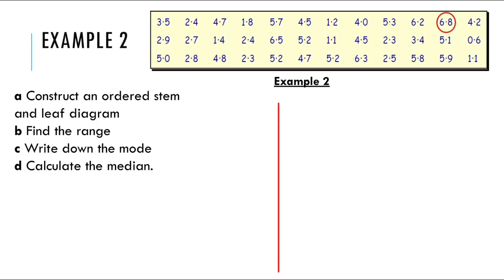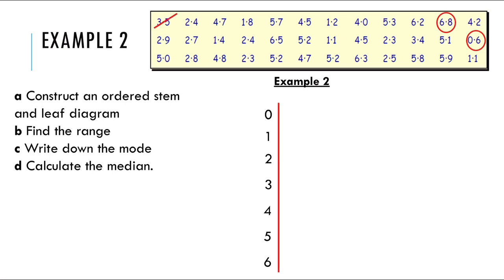Okay, so again, going through my data to look for the maximum and the minimum. Our minimum is 0.6 and the maximum is 6.8, which means my stem needs to range from 0 to 6. Now, because this is a larger data set, I'm not going to try and put it straight into an ordered stem and leaf diagram. I'm going to do an unordered one first, and then I'll order it after I'm done. In this way, hopefully I'll make fewer mistakes, okay?